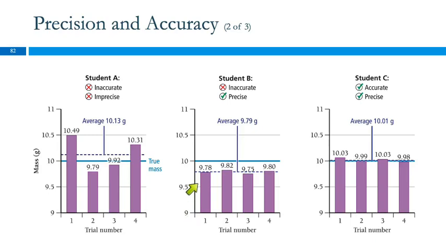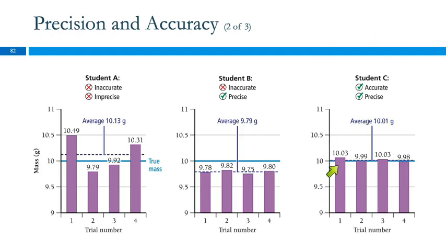Student B, all of these measurements are really close to each other, right? Very consistent. So these measurements are precise. But then we look at the average, which is 9.79. That's a lot smaller than the true value. So you can be precise, but not accurate. What you hope to happen is that you're accurate and precise.